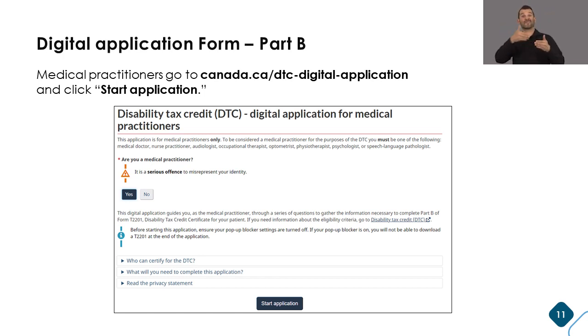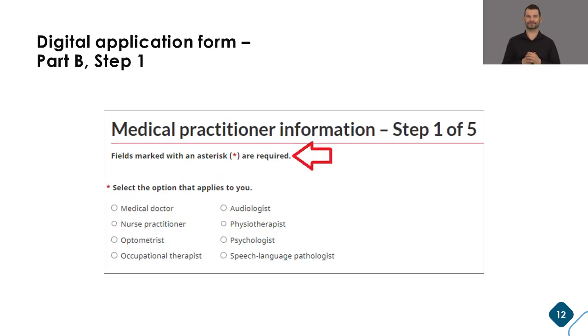Before Part B of the application, information is provided on who can certify the form and what is needed to complete the section. Once ready, click Start Application. Page 1 has questions for the medical practitioner completing the form. Information with a red asterisk is mandatory and must be completed before the next step.